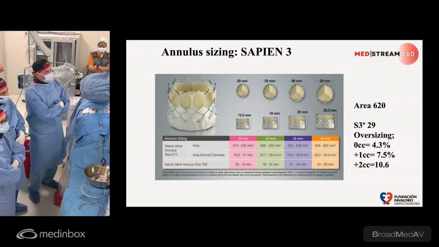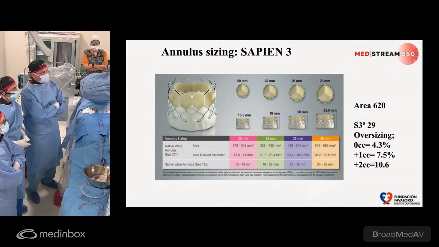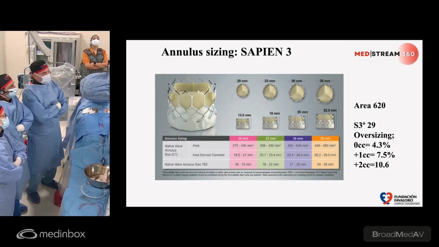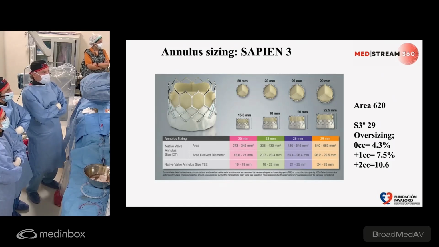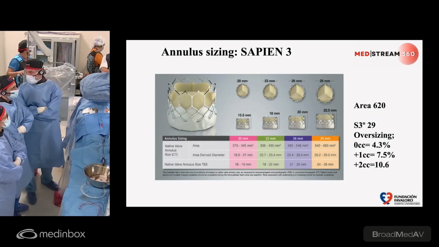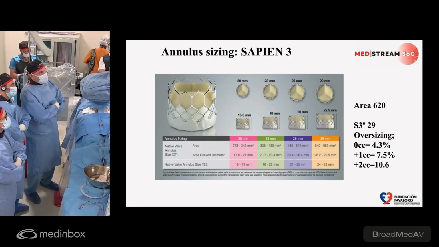So according to the area, I have already mentioned, we have measured 620. So for the sizing, for the Sapien 3, we have considered these possibilities. We have, of course, chosen the 29. And we have different options to go nominal. It's going to be 4% of oversizing. With 1 cc, it's going to be 7. And with 2 cc, it's going to be 10.6. So percent, sorry, it's not percent there. So we have chosen to go 2 cc more than nominal for this case.